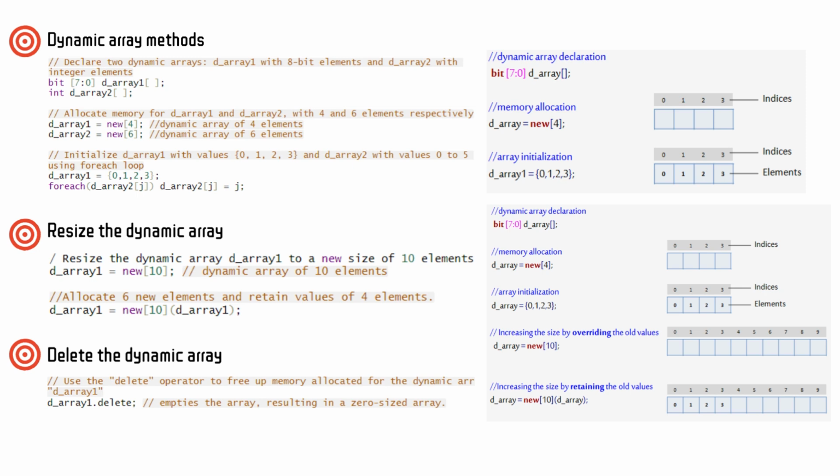Now that you have initialized a dynamic array, you may need to resize it. To change the length of a dynamic array after it has been declared and initialized, you can use the new operator again. For example, you can resize the_array1 to have 10 elements using the following syntax: the_array1 = new[10]. In this case, the old values of the_array1 will be deleted and the_array1 will be resized to have 10 elements.